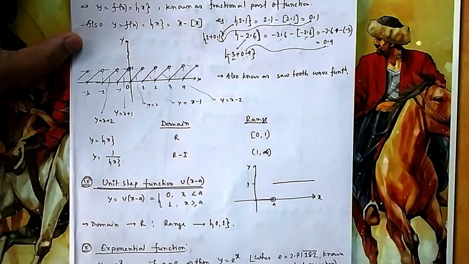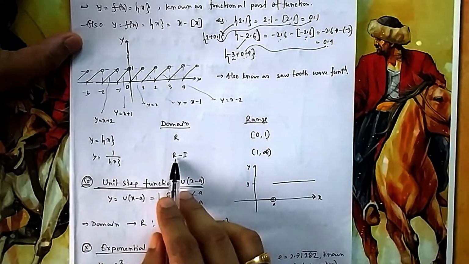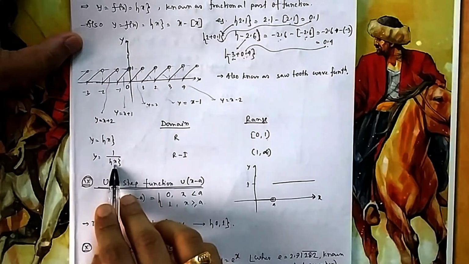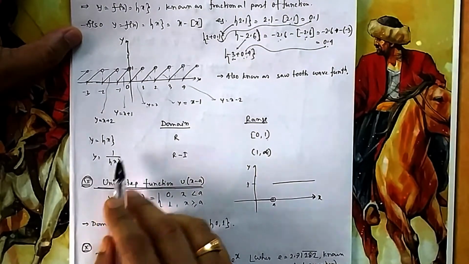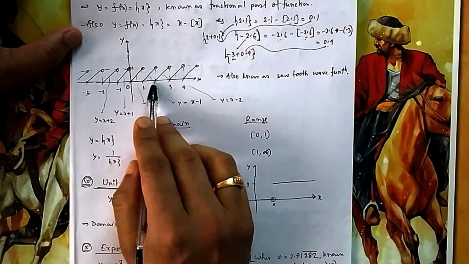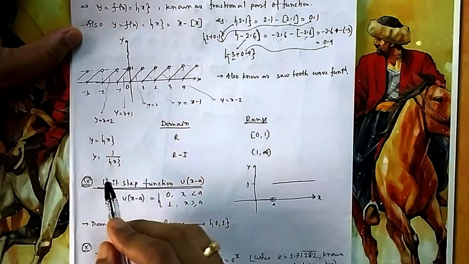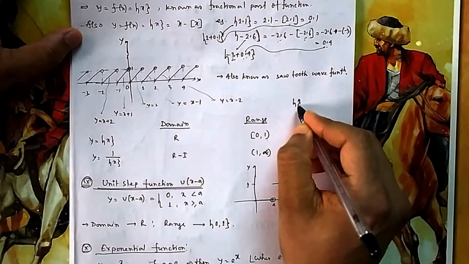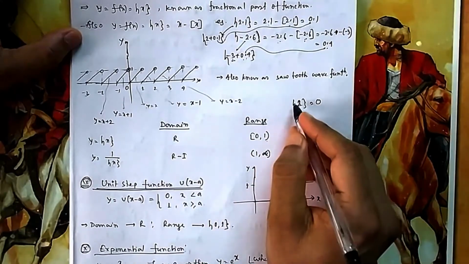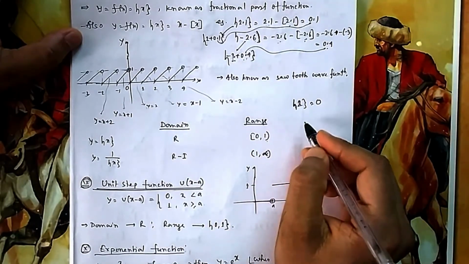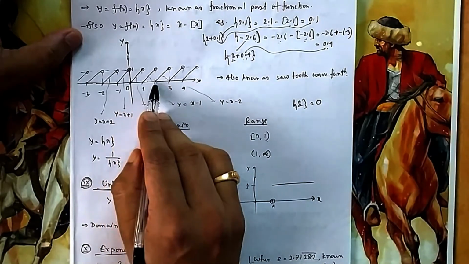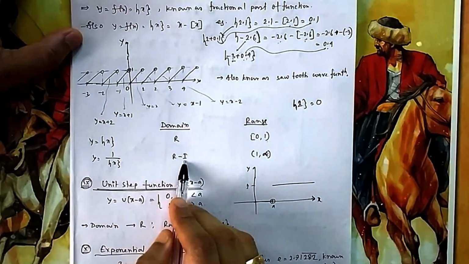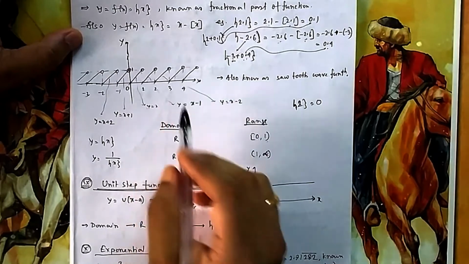Now if you take 1 by this, then you cannot put the points where it is 0. Where is the output 0? At 0, 1, 2. If it is an integer, then your output is 0, because for an integer the fractional part is 0. Fraction of 2 is 0, fraction of 1 is 0. So you remove all these points, all integers are removed, because at those points the output is 0.